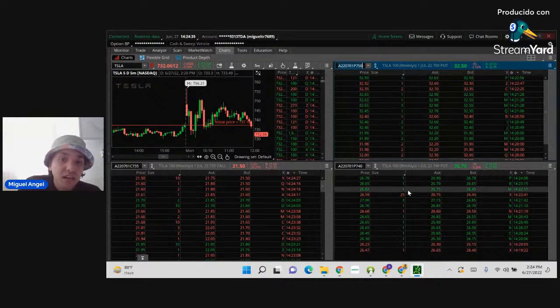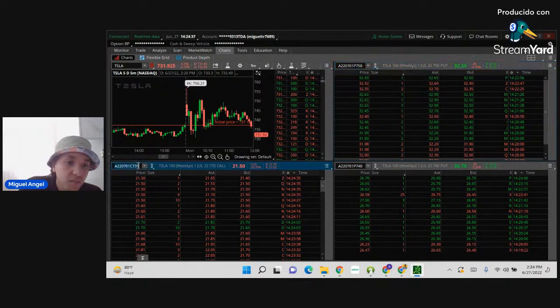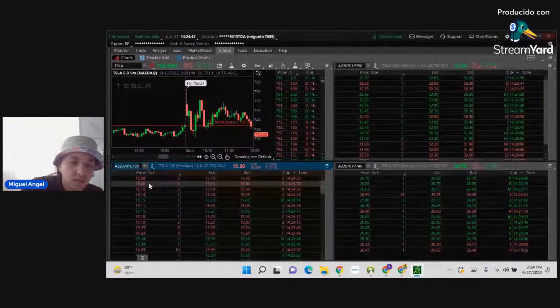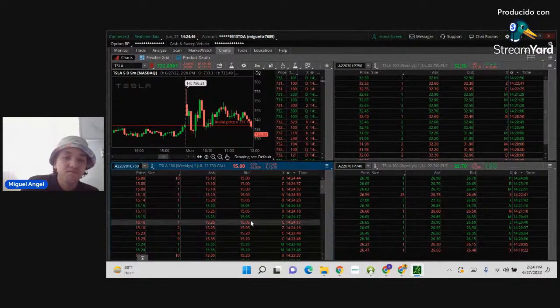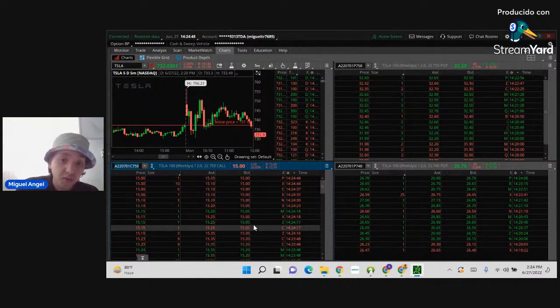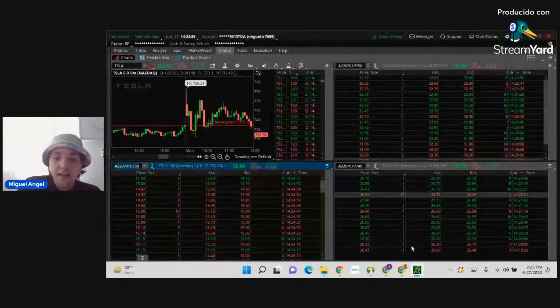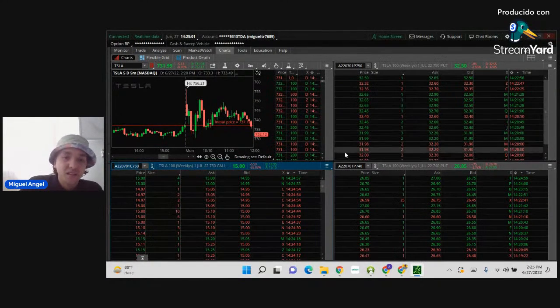orders here. And although I was seeing some green orders in the 750 calls, they were not that aggressive. They were not more aggressive than the puts, basically than the 750 and the 740 puts. They were not more aggressive. And basically because of that, I saw that the biggest momentum was to the downside.